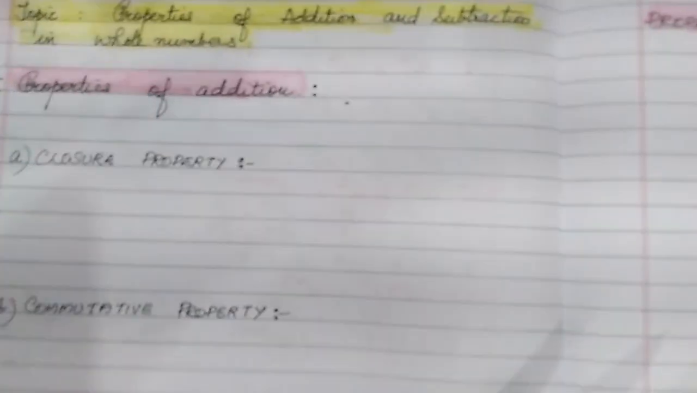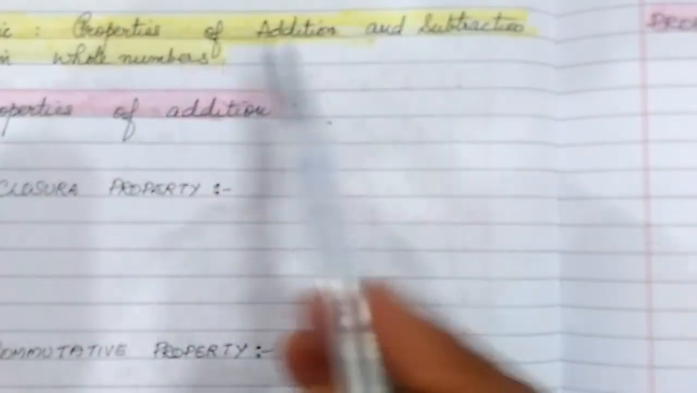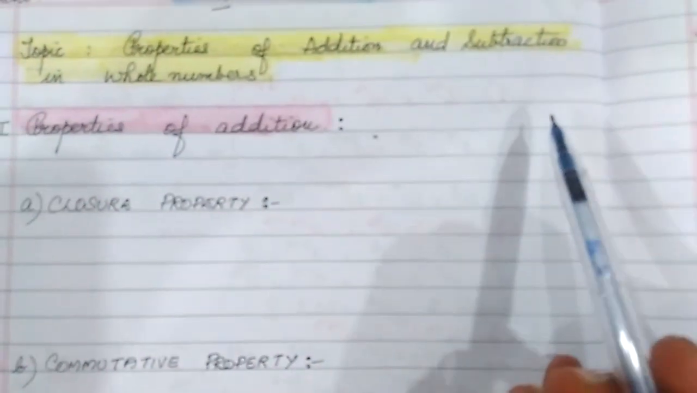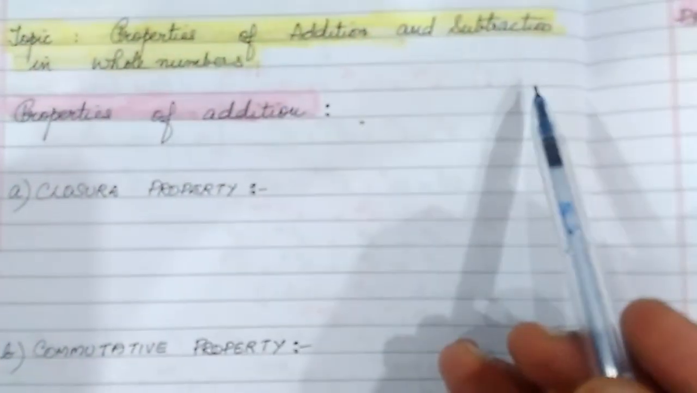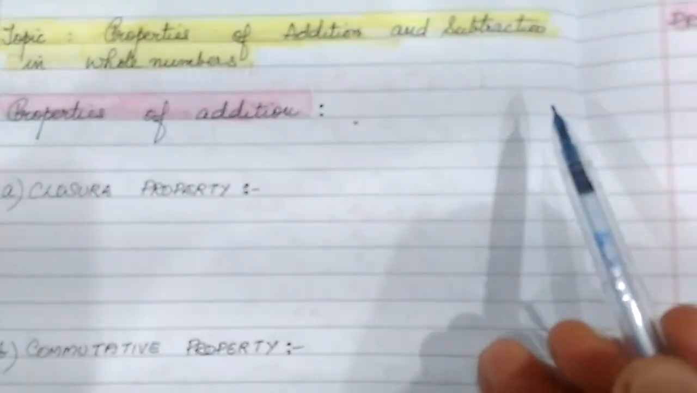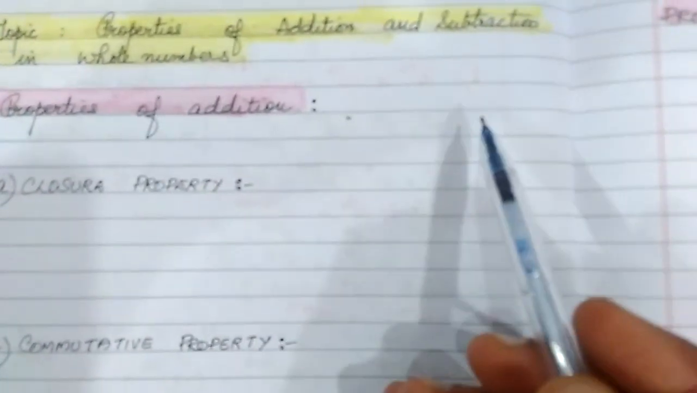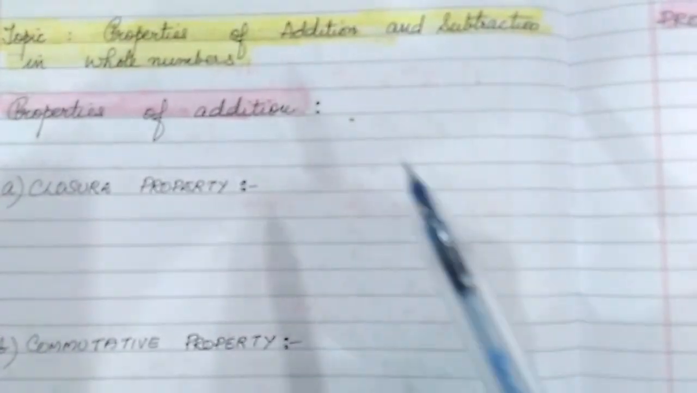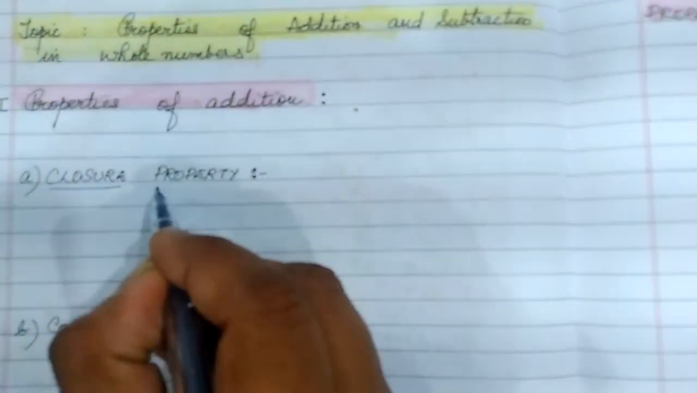Okay students, today you will be going to learn the properties of addition and subtraction in whole numbers. Okay, so you know what are whole numbers, how they are marked on a number line, etc. Now addition and subtraction, that means property. First property you are going to learn is called closure property.